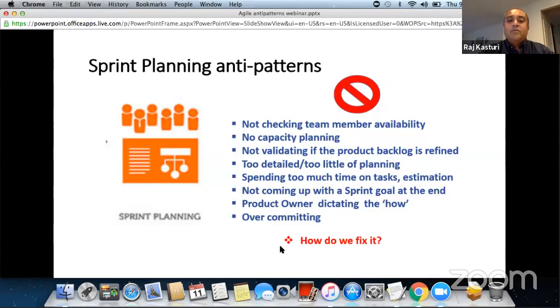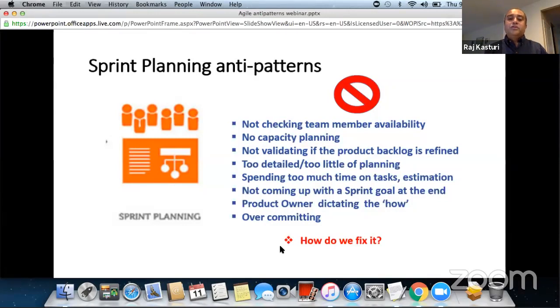If we are starting to refine the product backlog in the sprint planning meeting, that's an anti-pattern, right? Because you're wasting all the time that you could have spent on sprint planning in product backlog refinement. There may still be discussions going on about the product backlog, but that doesn't mean that you're actually sitting there and doing the product backlog refinement.